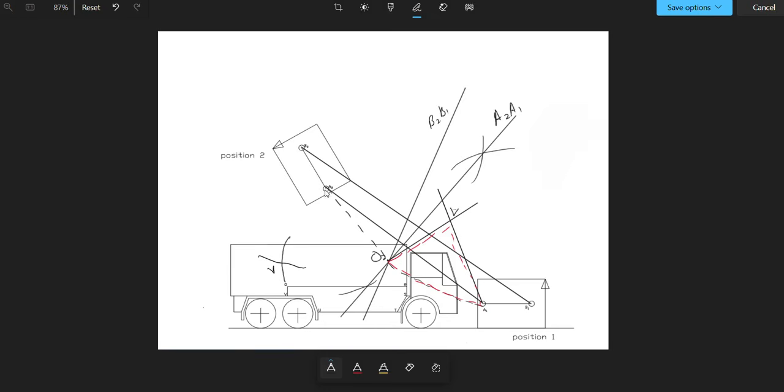And now you join, let me use a red pen, A2 to V. And then you join O2 to V, just like that. And so that's how we redesign the link O2 to A1 so that it does not obstruct the movement of the door. Okay, we are done with that.